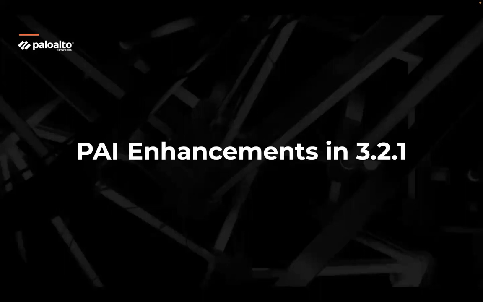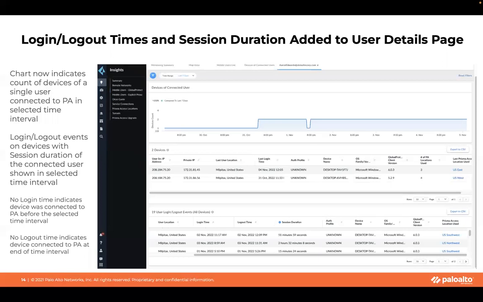Following up in 3.2.1, which was pretty much, I think, the last release we could do before the moratorium period, what this release had was we added login, logout, and session durations to the user details page. So it picks up right where we had left off in the previous release. We had the devices of connected users, but in the user details page, we added the login time, logout time, and the session duration for each device in that time frame.